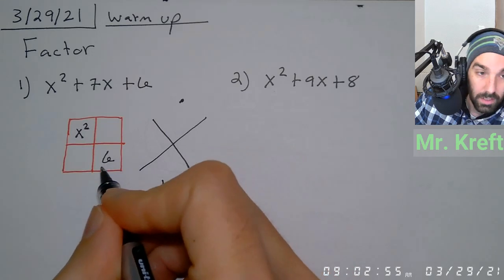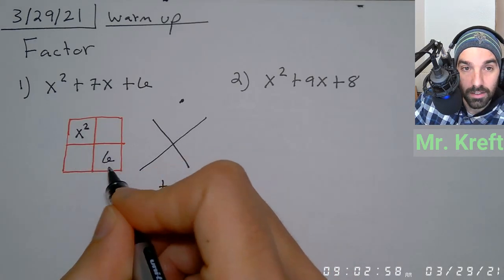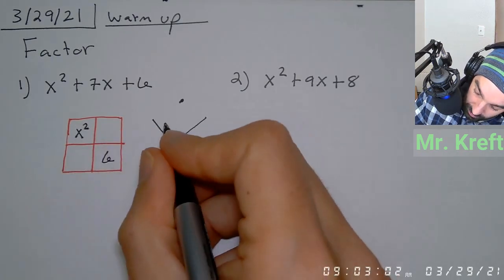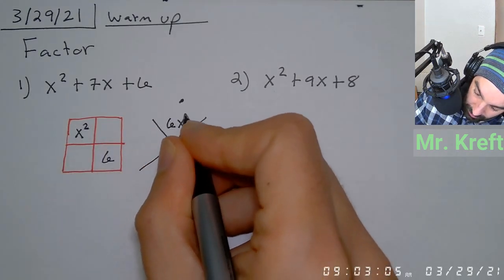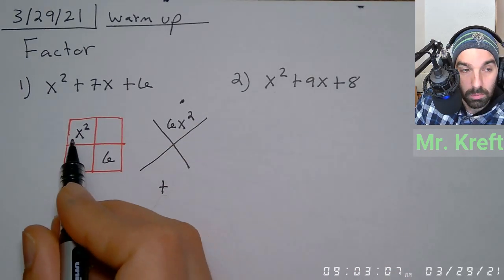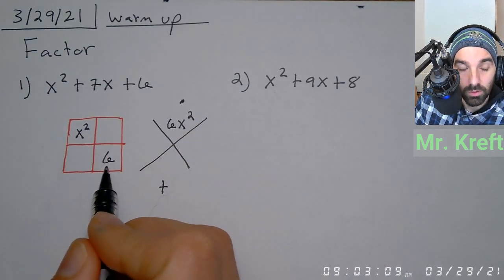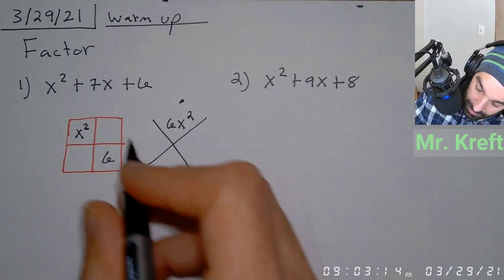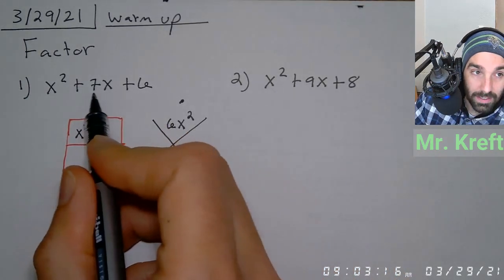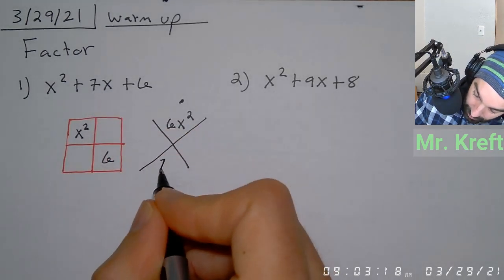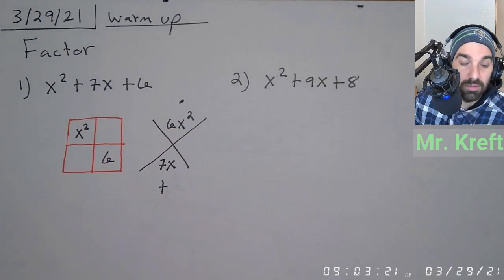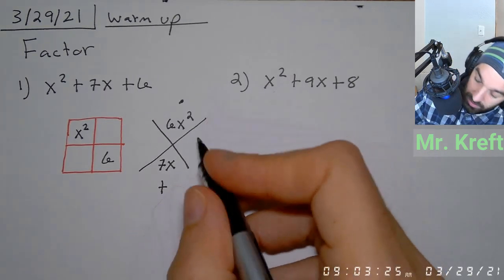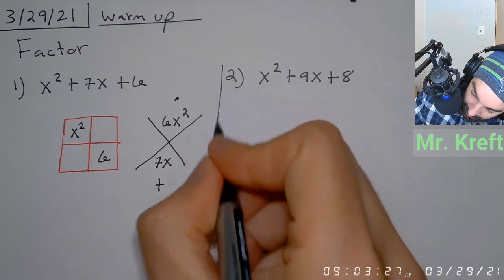What we multiply to is when we multiply our 2 numbers that are in our box. So I'm going to multiply 6 and x squared, so I get 6x squared. I just multiplied these 2: 6 times x squared is 6x squared. And then what they add to is my linear term, the middle term, so I'm going to have 7x.